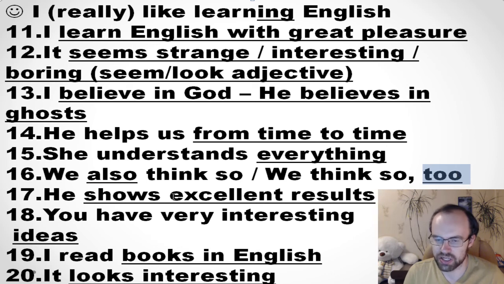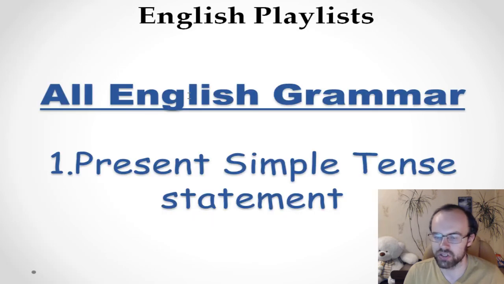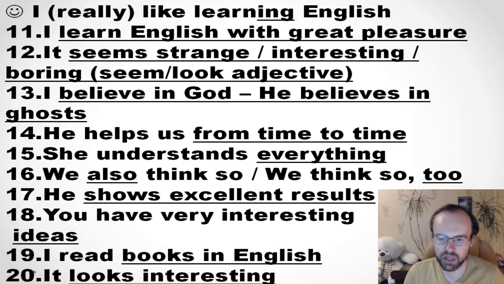He shows excellent results. So excellent results means very, very good results. Of course, you can say he shows excellent results, but he has very good results. But if you want to sound more natural, if you want to speak English more naturally, correctly, fluently, like native speakers, so you need to use more advanced vocabulary, and we are learning this vocabulary here too. So this course is about English grammar and vocabulary. Okay, so he shows excellent results.